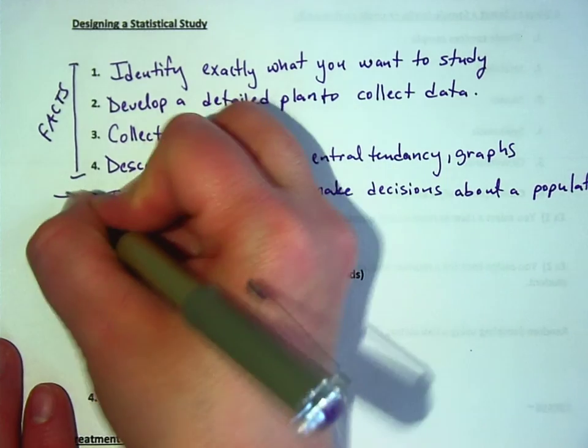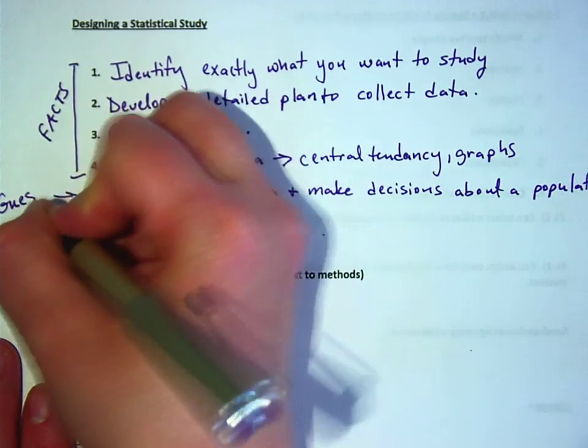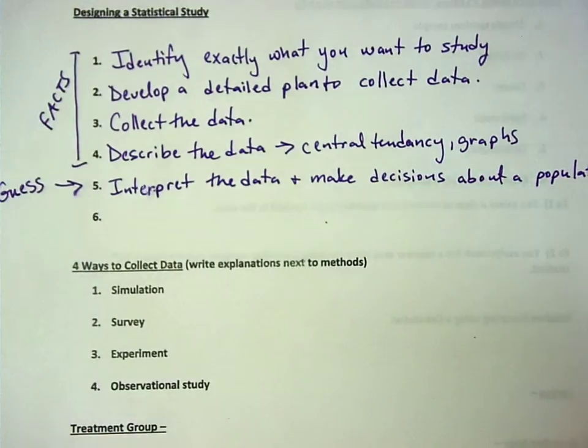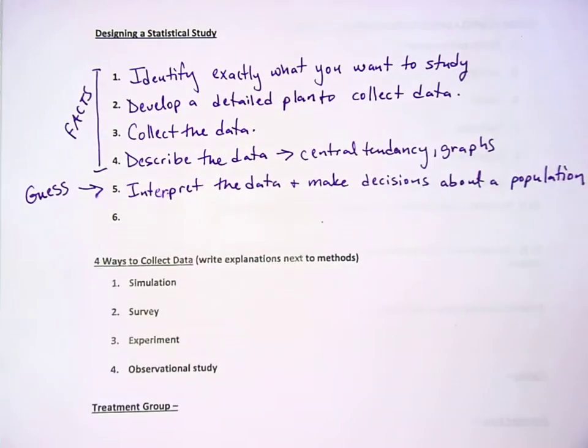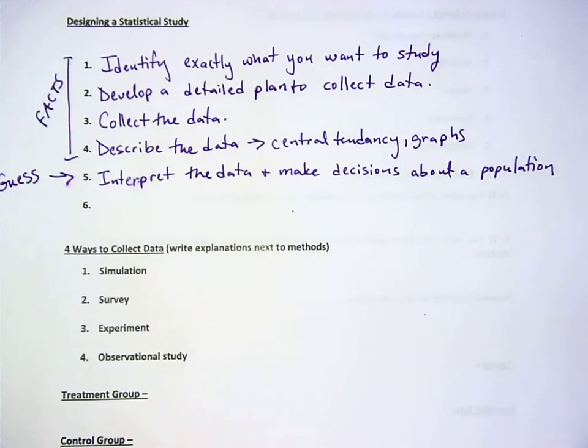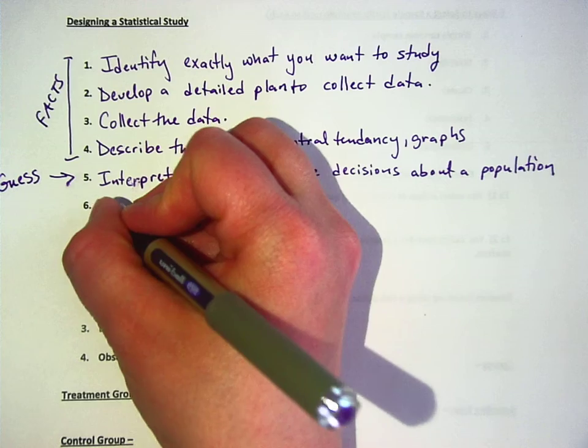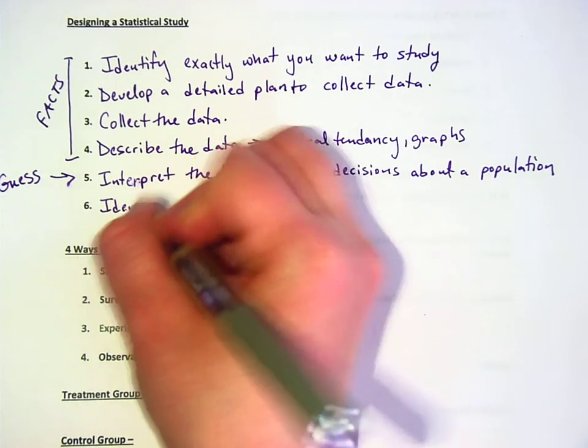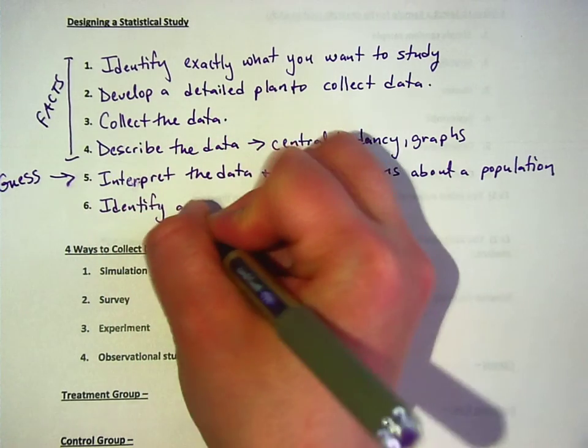And this one is a guess. It's a good guess. It's a guess based on science that we did, but it is, again, just a guess. And then the last step, which is the most important, is to identify any errors that you have in your study.